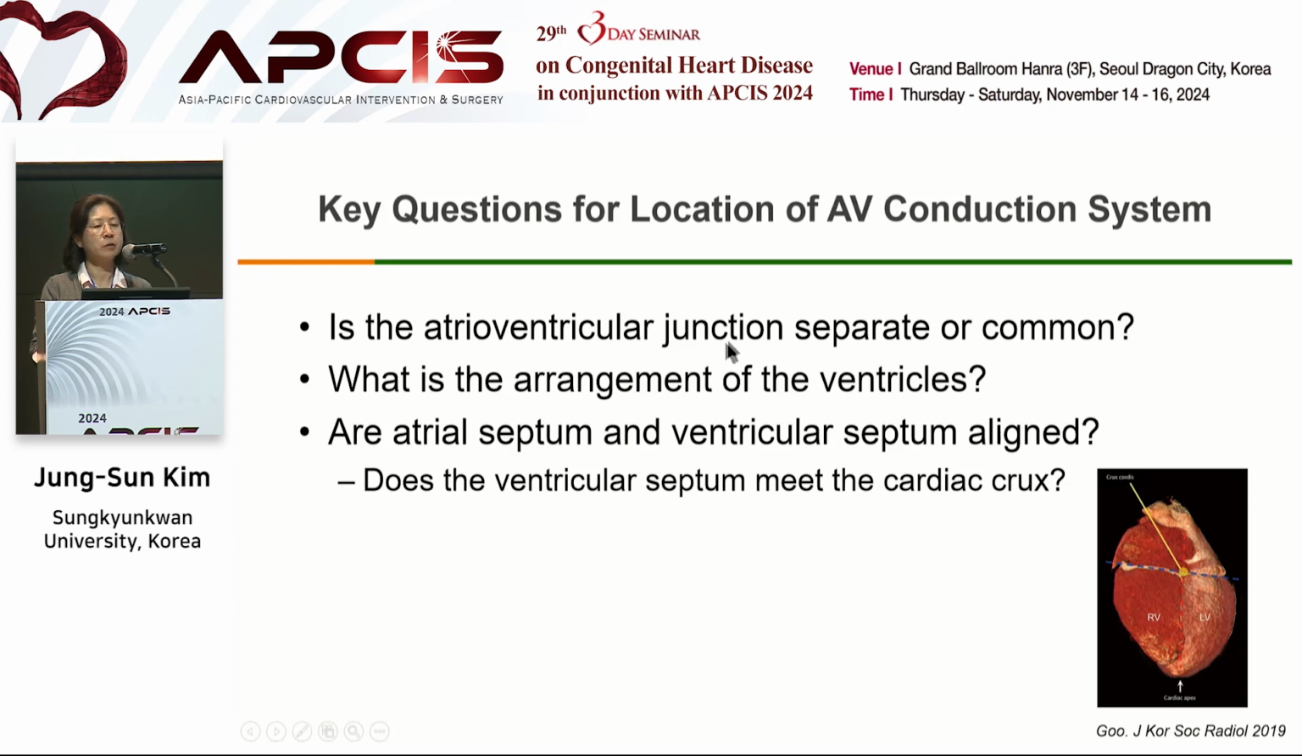Is the atrioventricular junction separate or common? What is the arrangement of the ventricle, D loop or L loop? Are the atrial septum and the ventricular septum aligned properly? Does the ventricular septum meet the cardiac crux? When we have answers to these questions, we can anticipate the most possible location of the atrioventricular conduction tissue.